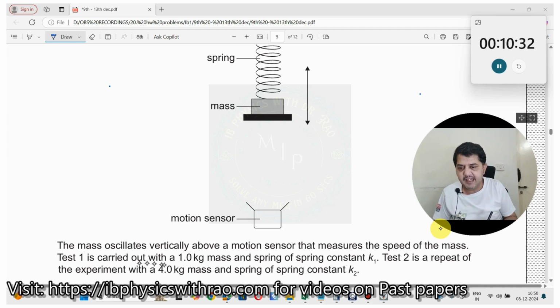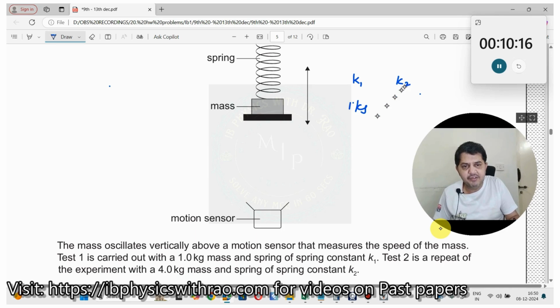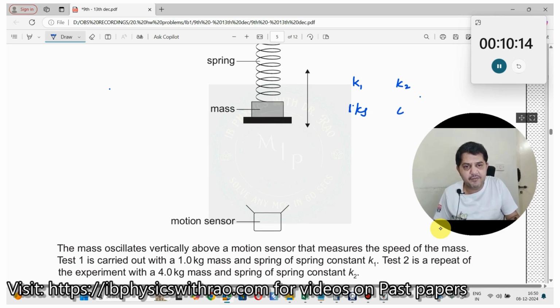Test 1 is carried out with a 1 kg mass. You put a 1 kg mass and you make it move like this, with a spring of spring constant K1. Test 2 is repeated with a 4 kg mass and a spring of spring constant K2. So you use a 1 kg mass with spring constant K1, and you use K2, a different spring, and a 4 kg mass. You make it oscillate, and this motion sensor will measure the parameters.